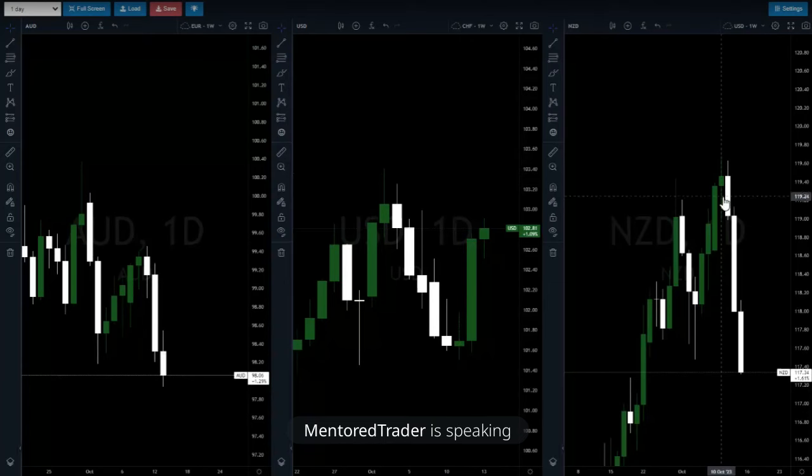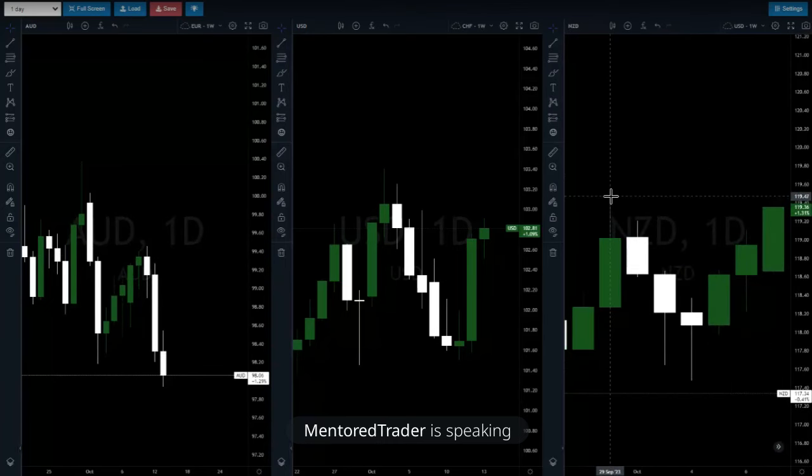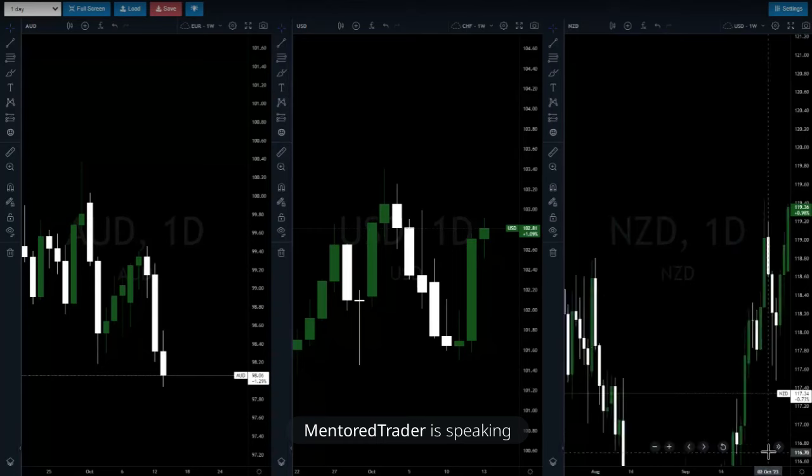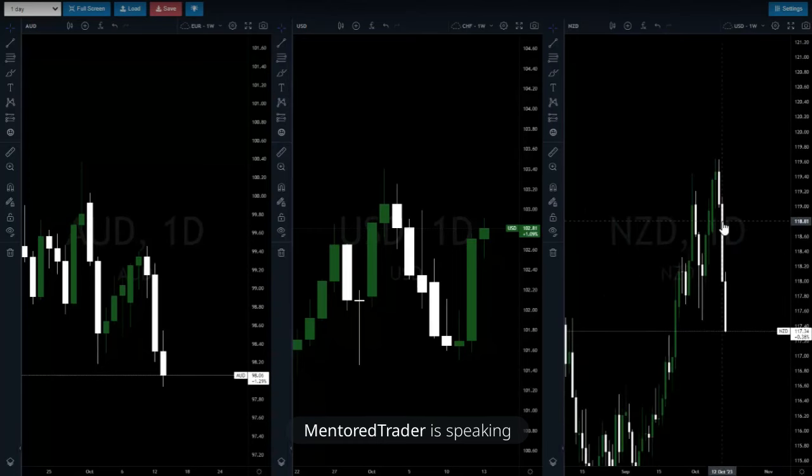Now, the Australian dollar has been consolidating upwards. The New Zealand dollar has given us an old high on the currency index. Right here, you see this high? So below the high, we are consolidating. So what should I trade? I will definitely go for AUD USD and then NZD USD.